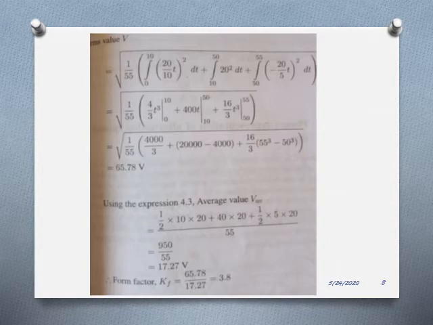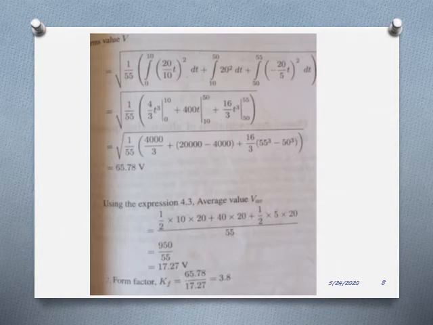which is a rectangular wave. A rectangular wave means it is a constant value just like a DC. So it is Vm itself. The function v of t will be Vm, that is 20. So it becomes Vm square or 20 square.